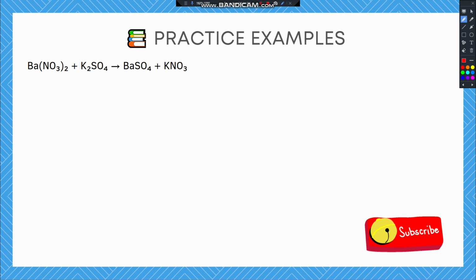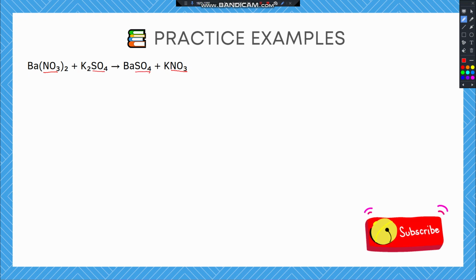So first things first, let's check out if there are any polyatomic ions in this chemical equation that appears on both sides. Okay, so we have the first polyatomic ion over here, NO3. Does it appear on both sides? Yes, we have NO3 as well here. Okay, and then we have another polyatomic ion here, SO4, and it also appears on the product side.